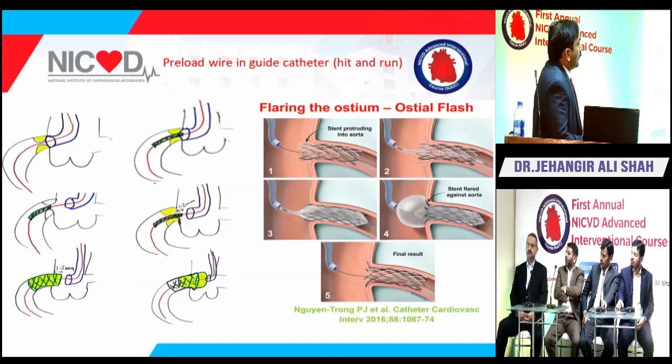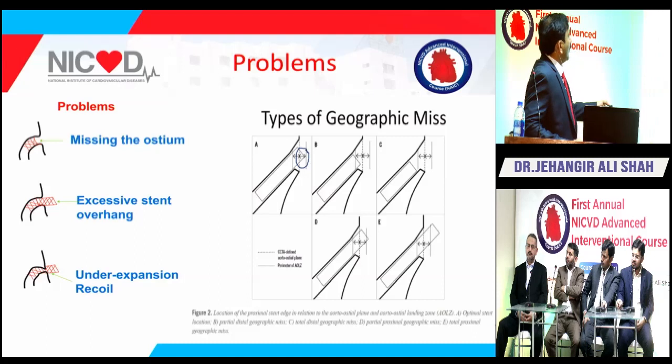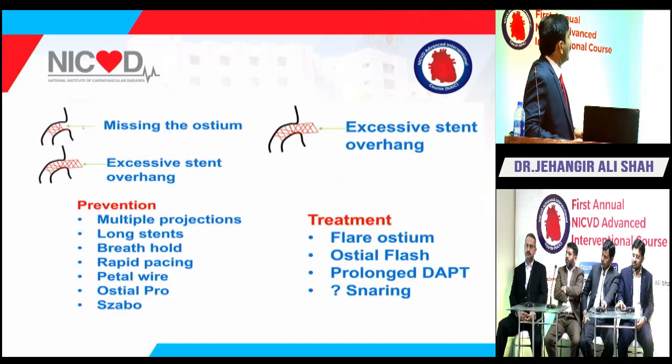You have another option: just use an NC balloon, or you can use an ostial flash balloon. The ostial flash balloon has two portions. The distal portion has a 1:1 dilatation, and with the proximal soft balloon you can flare the ostial part of the stent. This is a geographical miss. What problems we already discussed: missing the ostium, excessive stent overhanging, and under-expansion or recoil. These are the three problems you can face while stenting the ostium.